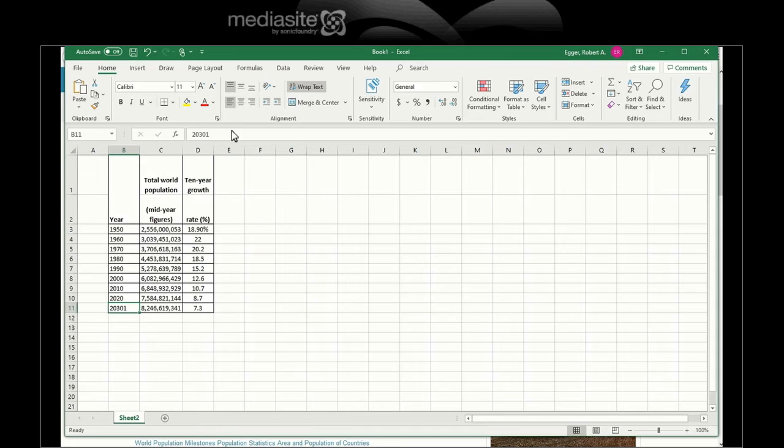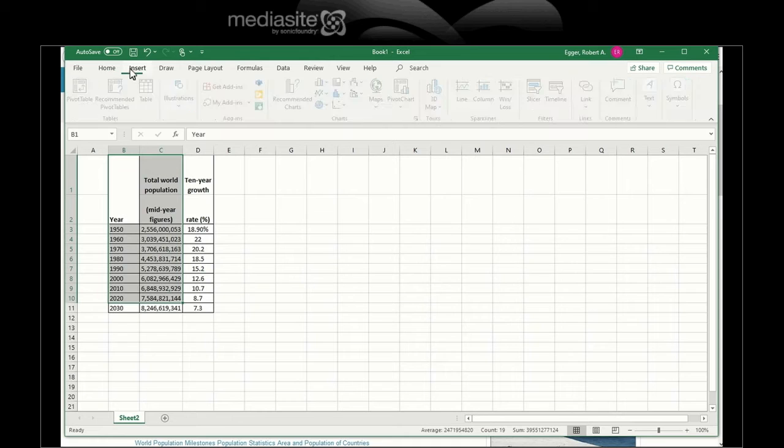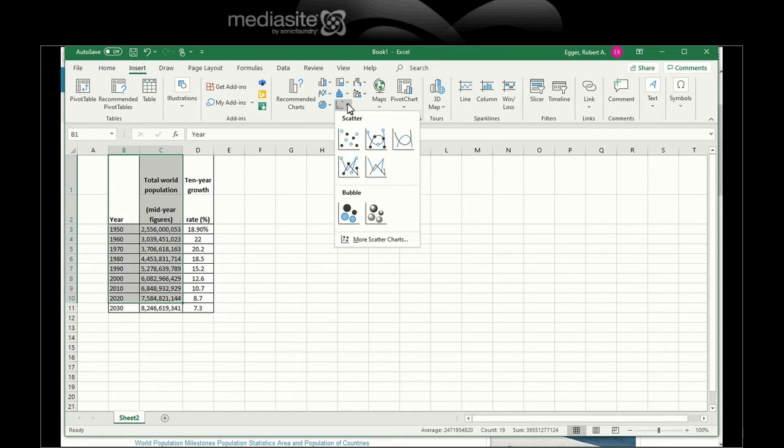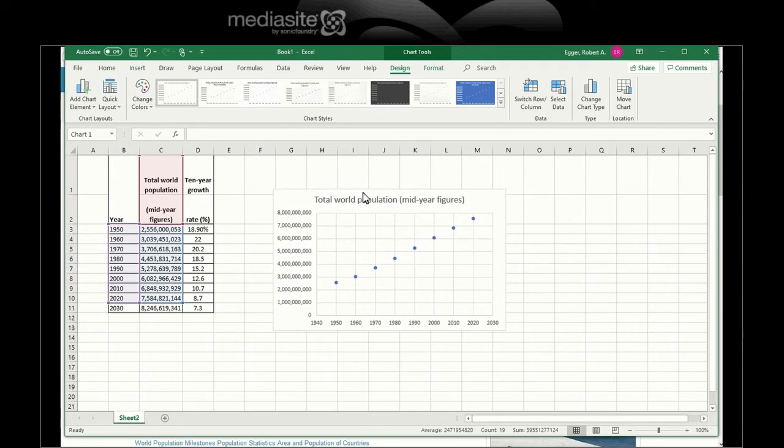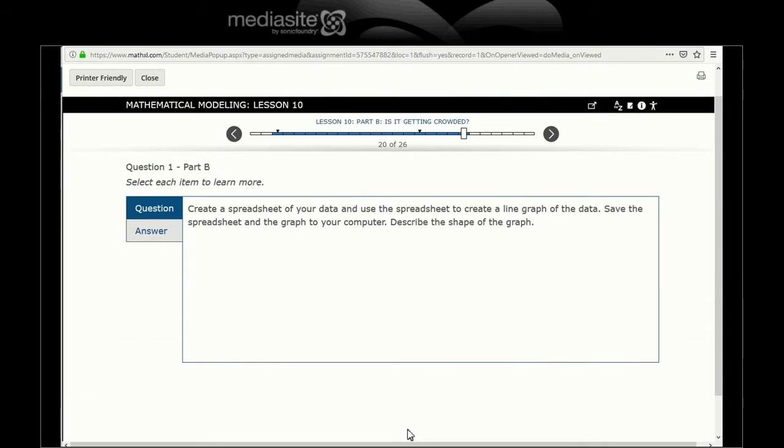Some aberrations came through. So let's do a graph. This is my X, there's my Y. And let's insert it into A. And there's our graph. What kind of graph do you want us to do again? A line graph of the data.